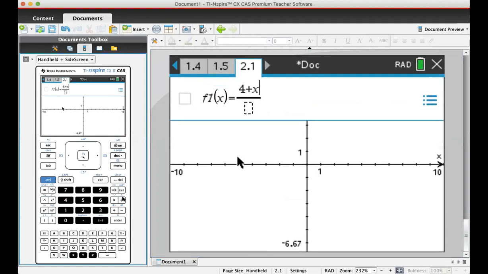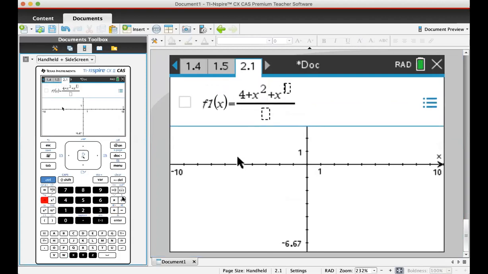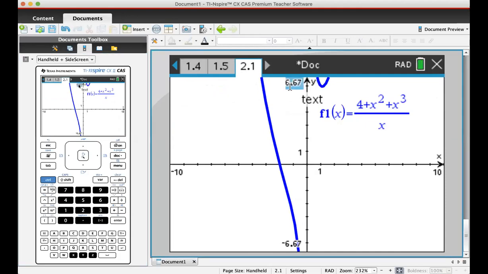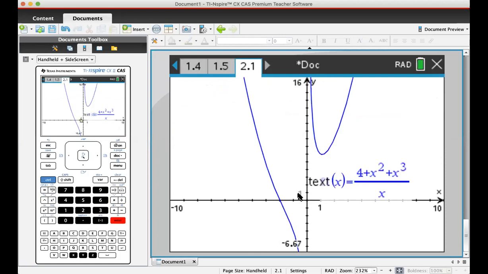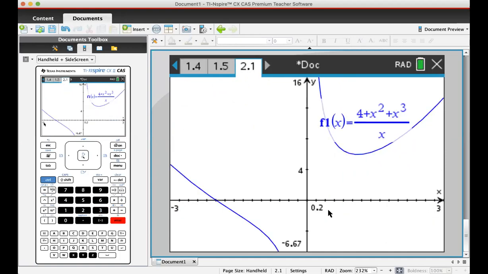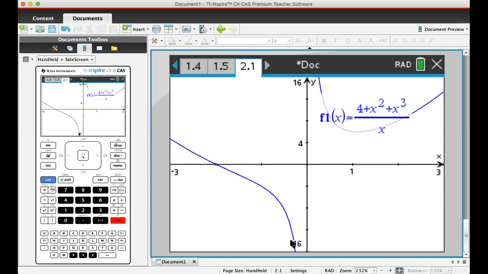Four plus x squared plus x to the power of 3 divided by x. It's not exactly the same thing in the same window setting. So this one should be 16. This one should be 4. This one is 1. Make this number 3. Make this number -3. And this is 1. This should be -16.